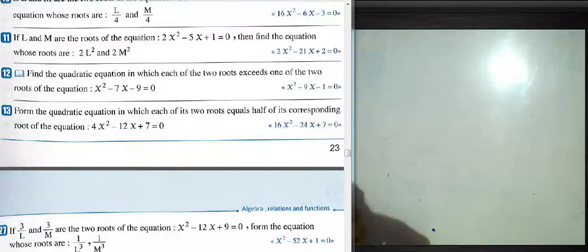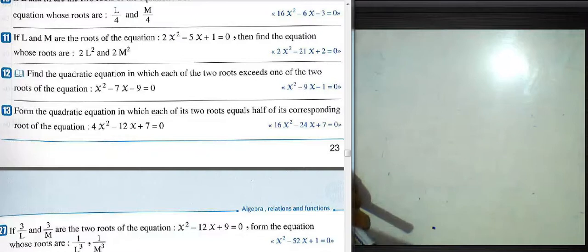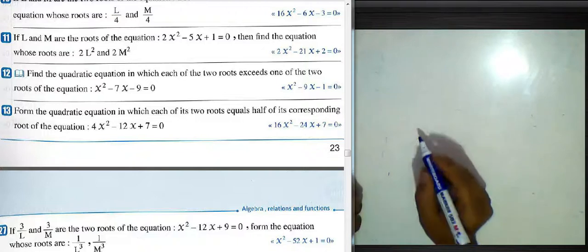Question 11. If L and M are two roots of the equation 2x power 2 minus 5x plus 1 equals 0. Question 11.